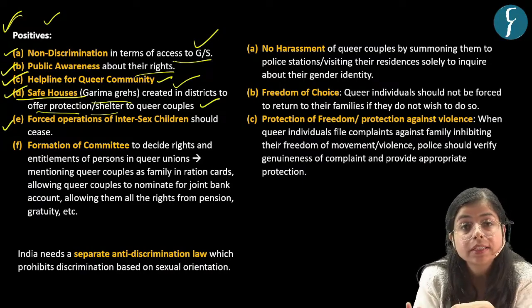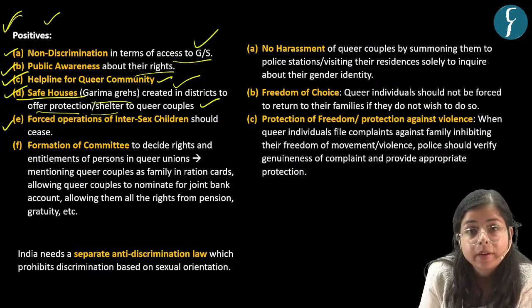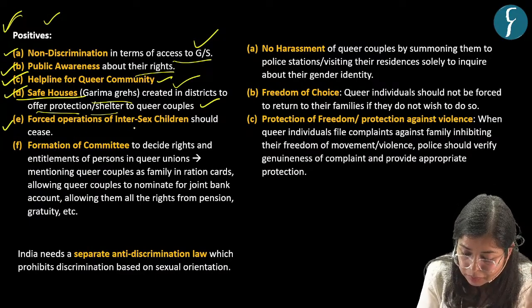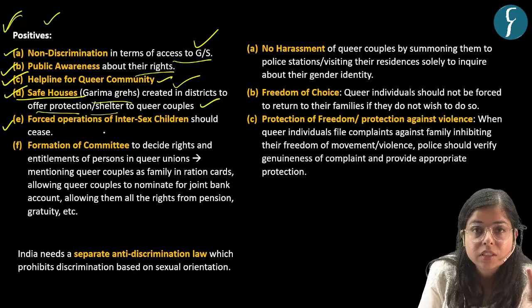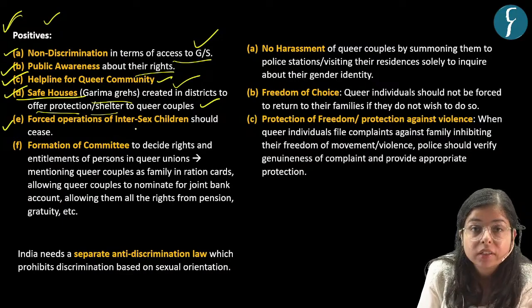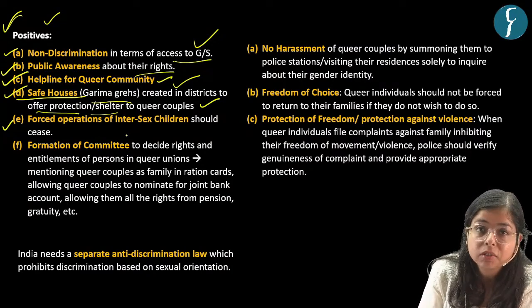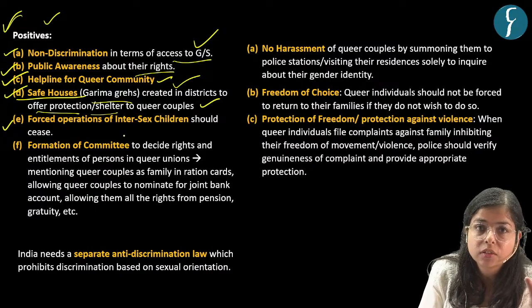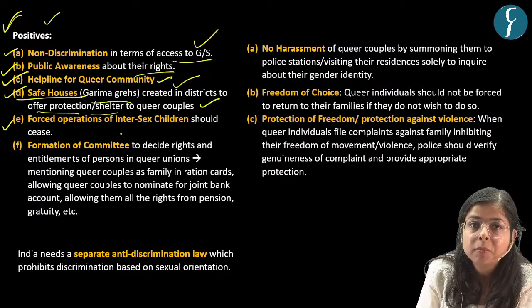Also, the Supreme Court has said that the forced operations of intersex children should cease immediately. That is, sometimes there are forced operations of these intersex children to change their gender, okay? But these children may be below a certain age and may not be able to give consent to this operation. So the Supreme Court has said that such operations without the consent of these children should not be done, and should be immediately stopped.